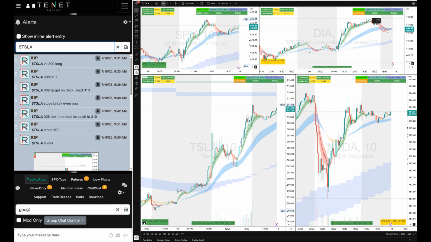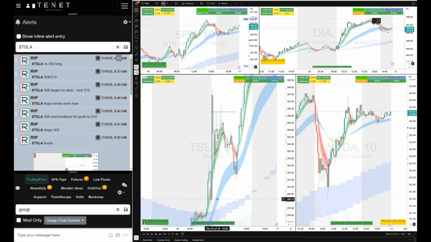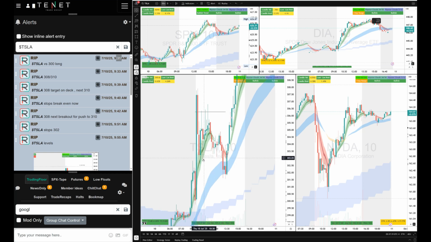Anyways, as soon as the market opened, I told the traders long versus 300, target is 308, 310. The amateur move, right? You have to be very fast. I went right at the open and told them to go long. We went up pretty fast, from 300 all the way to 308. Then we pulled back. You do not add here. You wait for the pullback.